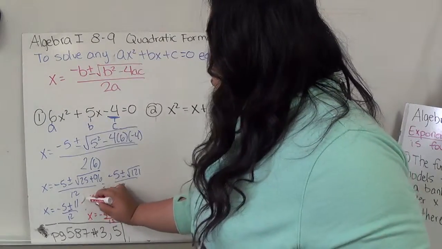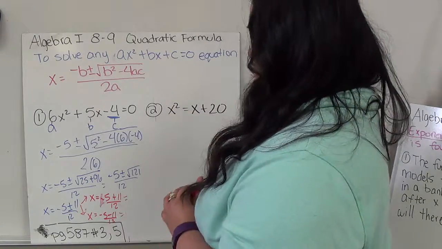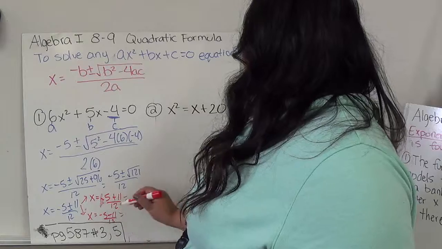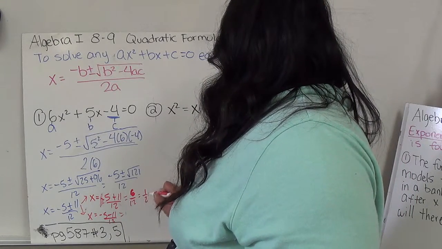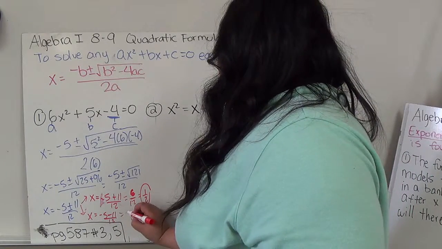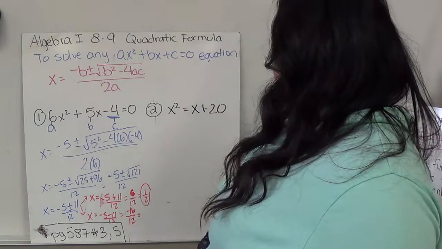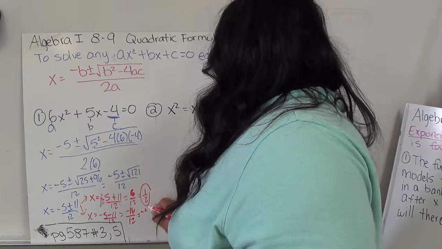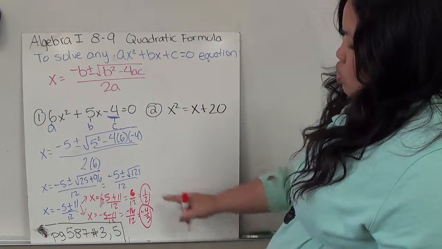So this goes to two answers. Negative 5 plus 11 gives me 6 over 12, which is 1/2. That's my first answer. And then negative 5 minus 11 gives me negative 16 over 12, which reduces, dividing both by 4, to negative 4 over 3. Or I can put them in decimal. So those are my two answers.